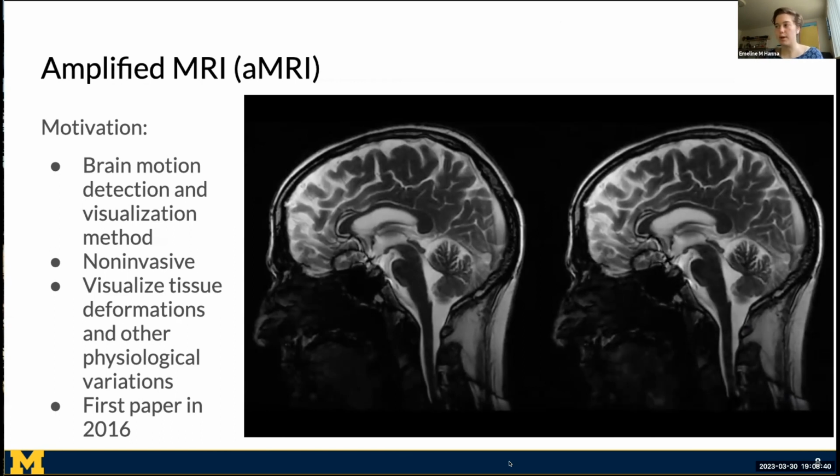So you can see that there's some brain motion going on, and the motivation for this is that it's a way to visualize this brain motion that occurs, and a benefit like no other MRIs, it's non-invasive, and from this, you can visualize tissue deformations, which could lead to better understandings of physiological variations within patients. And the first paper about this was published in 2016. So this is a new idea.